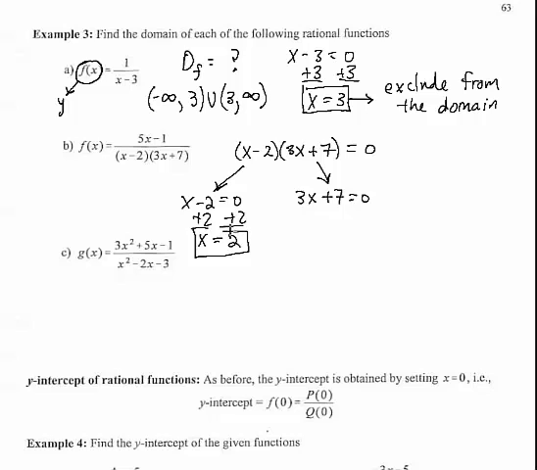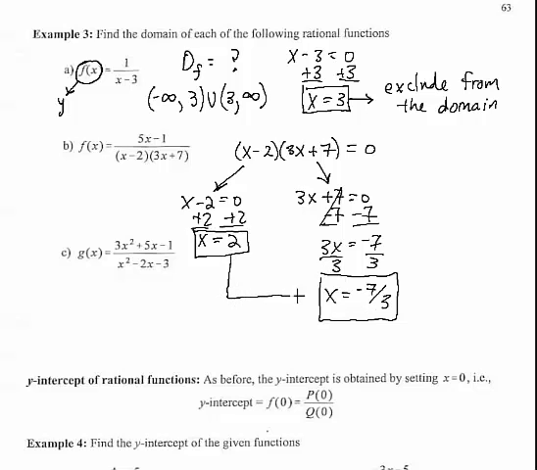We want to exclude x equal 2 from the domain, and when we solve this equation, it tells us that we do not want negative 7 over 3 to be in the domain either. So we say exclude from domain. Another way of saying it is just to say all real numbers in the domain except for 2 and negative 7 over 3.